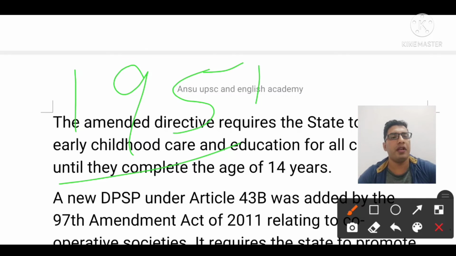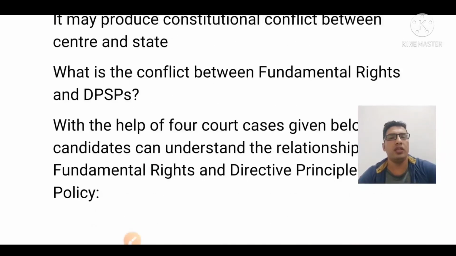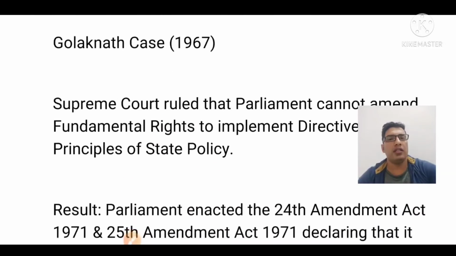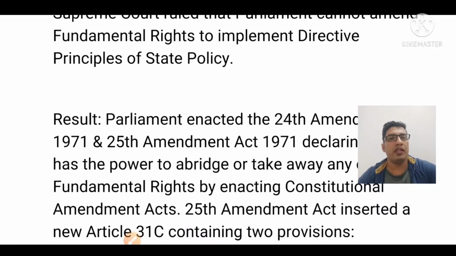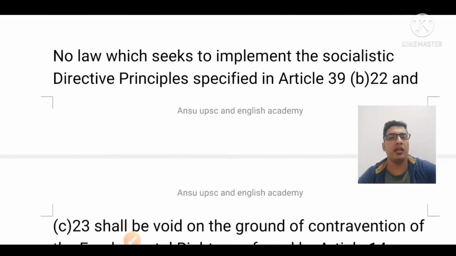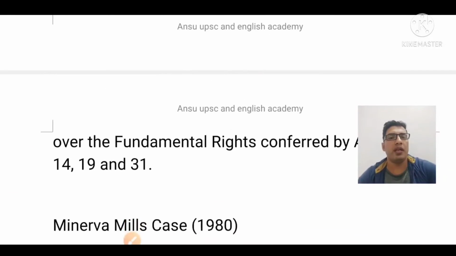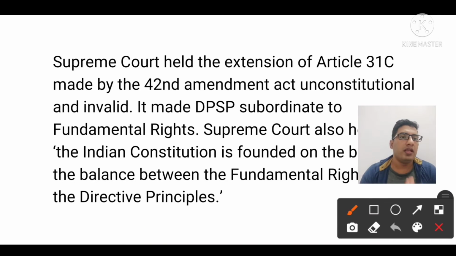And whatever I am telling here, you can refer to this PDF, and you will find all the things here itself. Even the 1951 case is there, and the 1967 Golaknath case was also there, where the Supreme Court ruled that fundamental rights cannot be amended to implement Directive Principles, means we cannot amend the fundamental rights at that point of time. But in 1980, our Supreme Court gave its verdict that yes, Article 31C is valid, but only 31C prevails over Articles 14 and 19. This was the case.